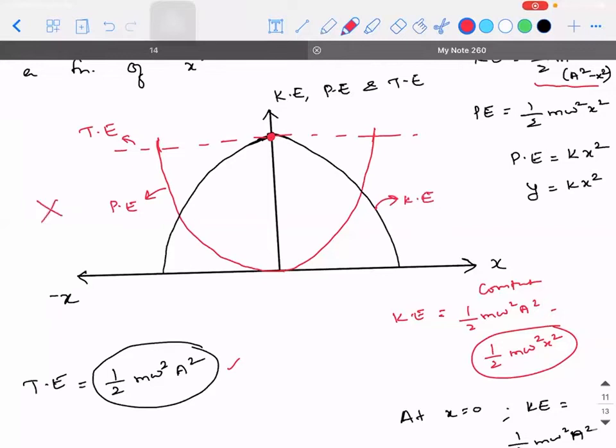This graph is also a must. They will definitely ask this, or else they will ask it in a different way. They'll give you the graph and ask you to identify what they are. Upward parabola is potential energy. So you can remember it like this: potential energy, the symbol used is U. U is like an upward parabola only. So upward parabola is potential energy, downward will be kinetic, and the one which is constant is total energy.